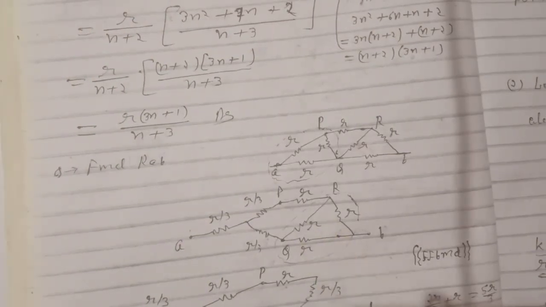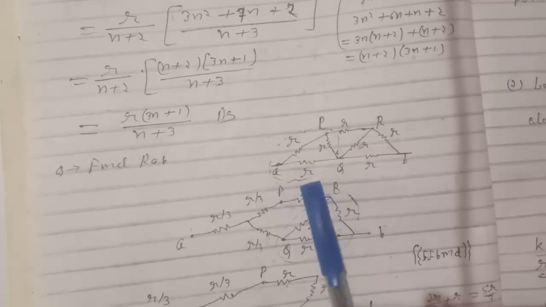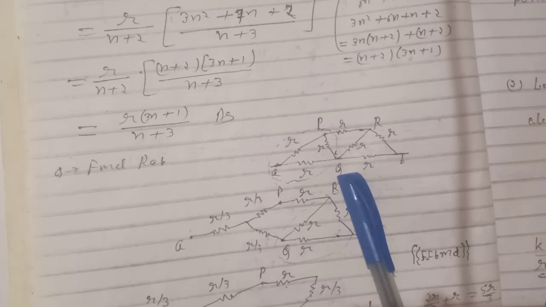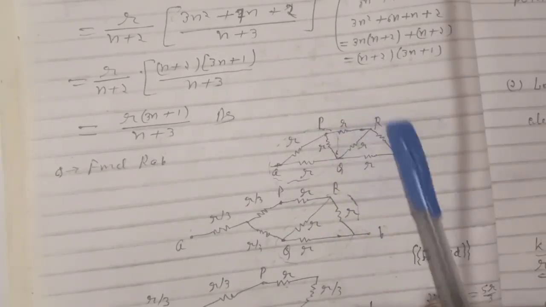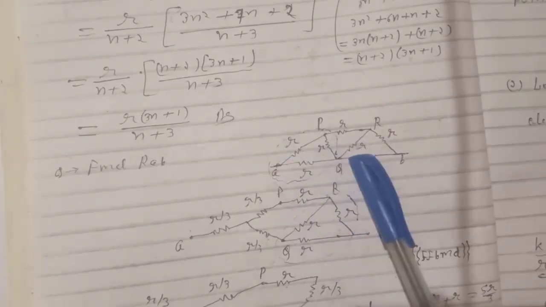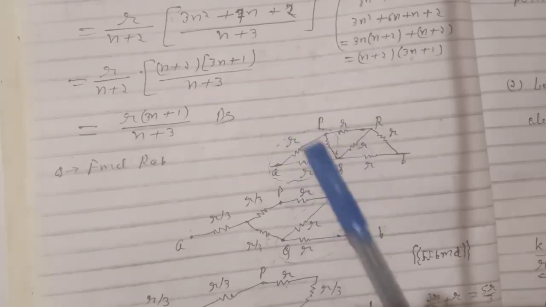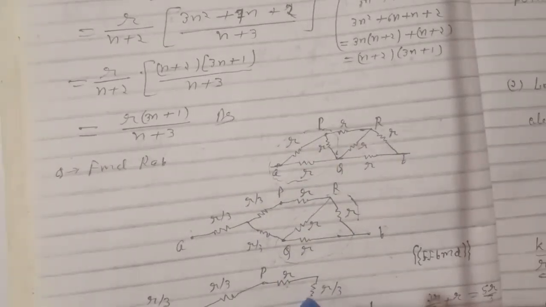See another problem of this. For example, here we have to find RAB. This is our original circuit with A and B, and it is shown here. Here we see that no resistance is in series or parallel. For example, these two are not parallel, and this is not in series, so we have to use another method to solve this.